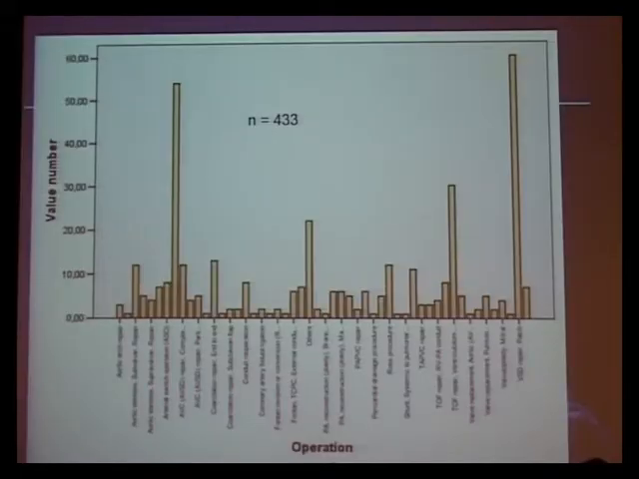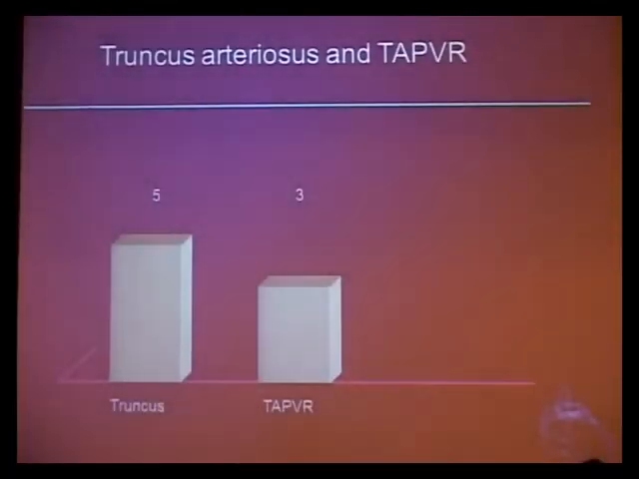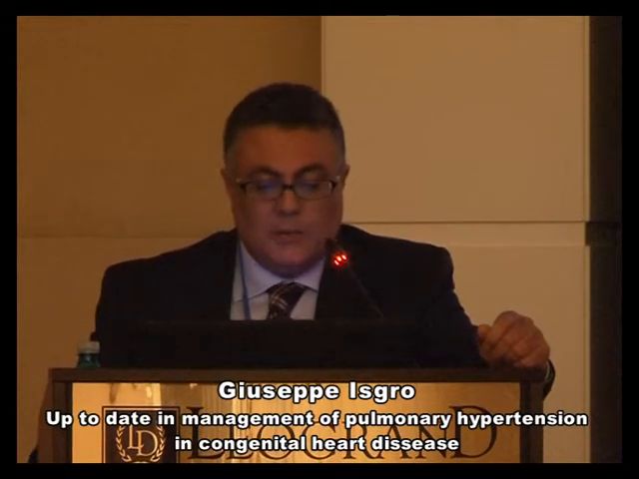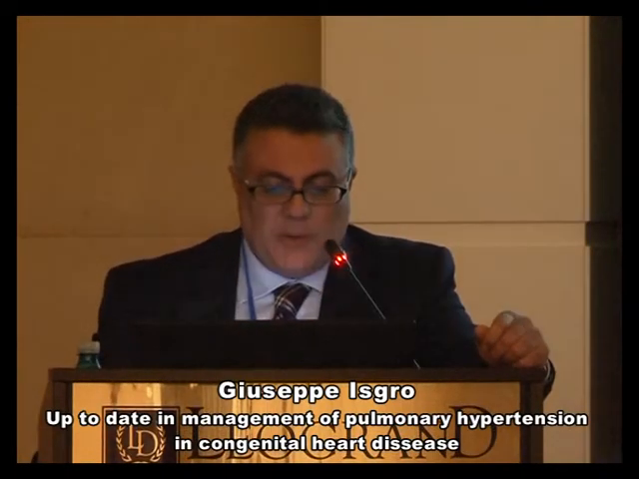This is our population. And these are the two main conditions that need some kind of vasodilation in the immediate postoperative care to wean the patient from the cardiopulmonary bypass and to treat the patient in the intensive care: truncus arteriosus and total anomalous pulmonary venous return. 4 of 5 patients with truncus arteriosus were treated with nitric oxide, and 2 of 3 patients with total anomalous pulmonary venous return were treated with nitric oxide in the post-op.